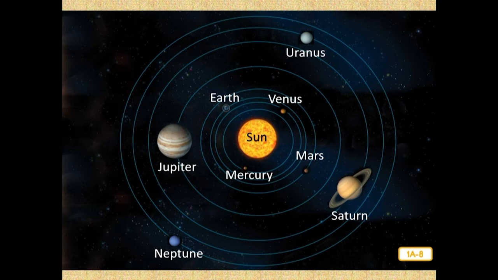Like all the other planets in the solar system, Earth is trapped in the gravitational pull of the Sun. This causes Earth to orbit or revolve around the Sun. It takes 1 year, about 365 days, for Earth to complete an orbit around the Sun.